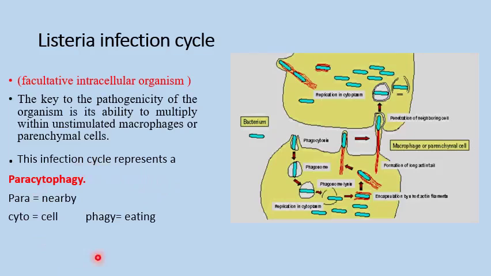Of course, what are they eating? They are eating the microorganism. So let's start here in this figure. Here is the bacterium with the color turquoise, and this is a macrophage or parenchymal cell. The first step, of course, will be phagocytosis of the bacterium, entering the phagosome, the vacuole inside the cell. Then fusion will occur between the phagosome and the lysosome.